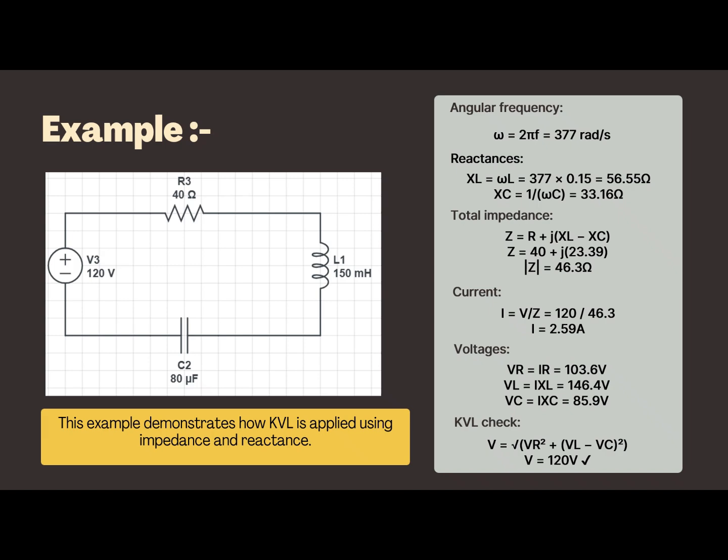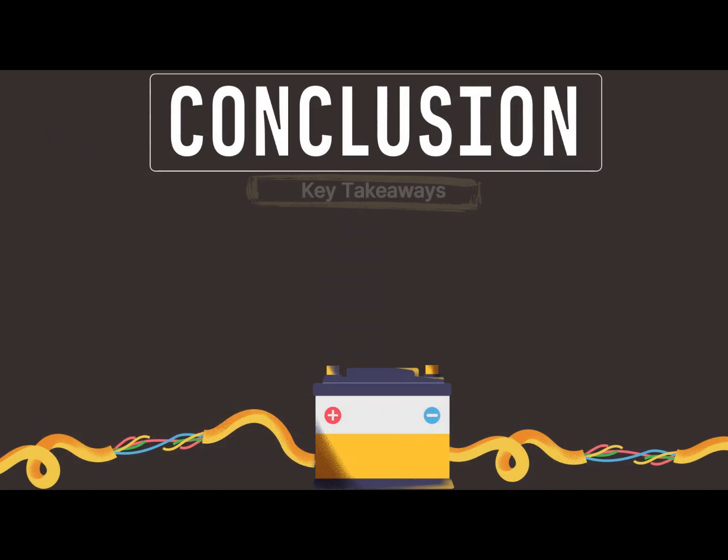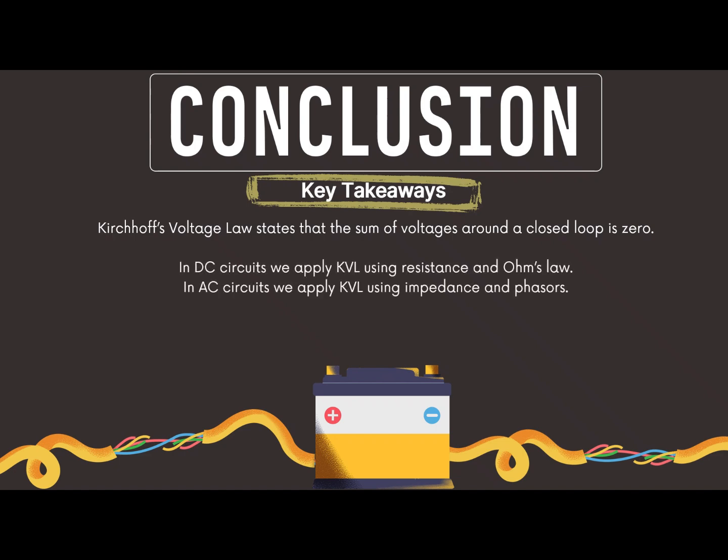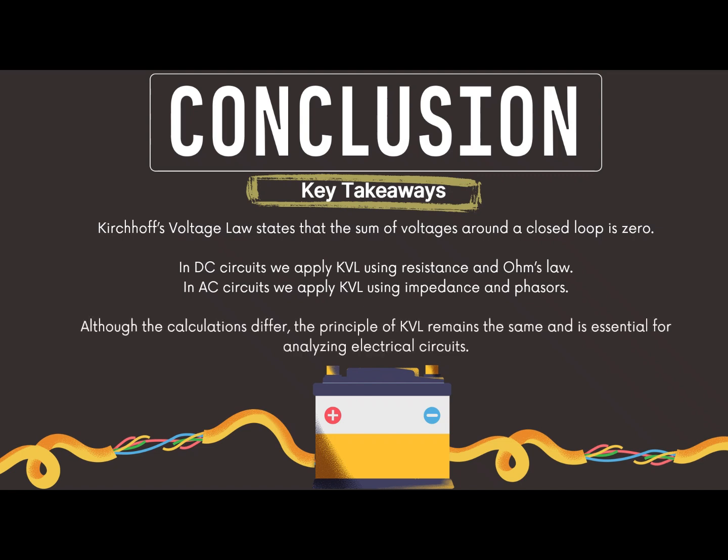To conclude, Kirchhoff's voltage law states that the sum of voltages around a closed loop is 0. In DC circuits, we use resistance and Ohm's law. In AC circuits, we use impedance and phasors because voltages have both magnitude and phase. Even though the calculations are different, KVL remains one of the most important laws used to analyze electrical circuits.